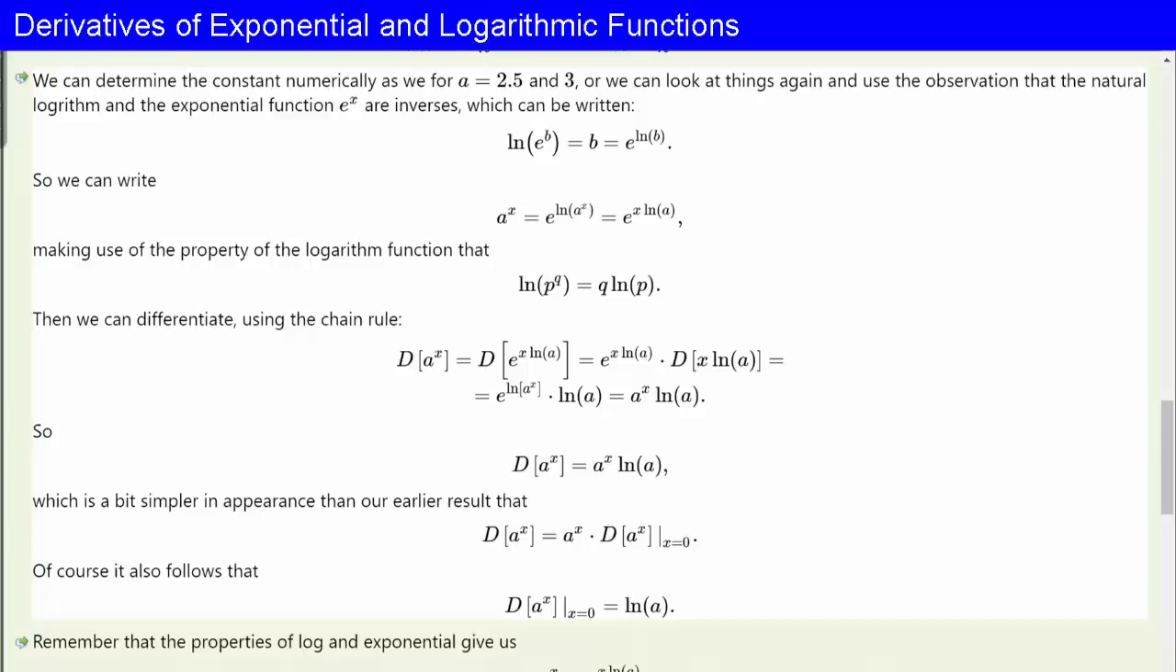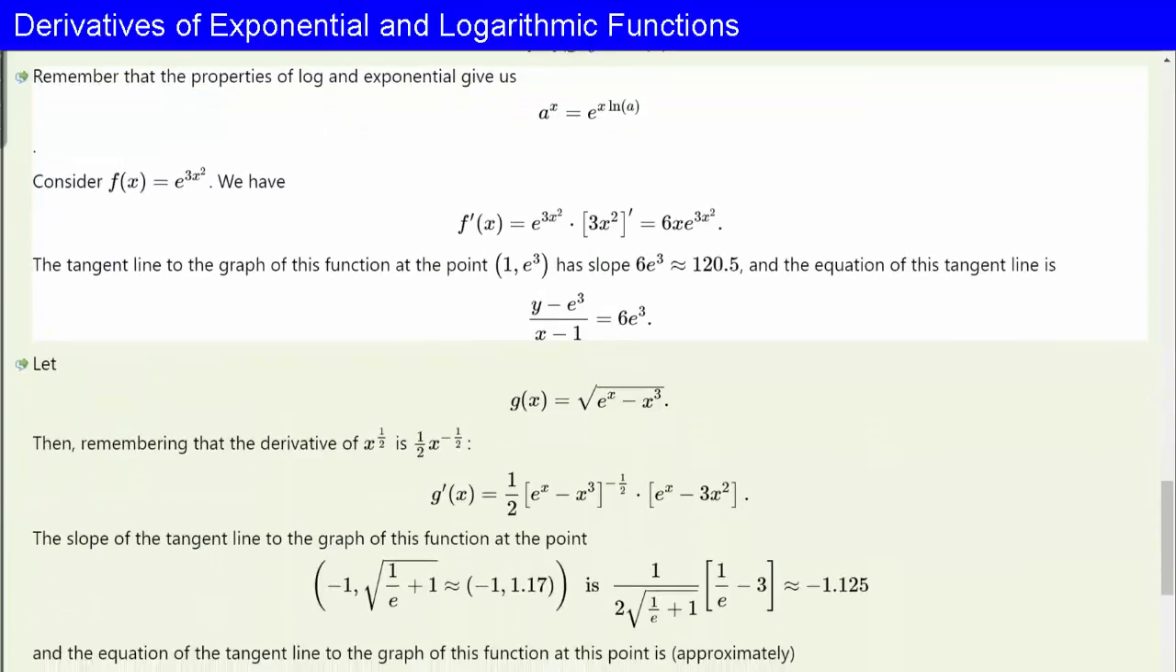Rather than memorize the formula for the derivative of a to the x, I would recommend that you just remember the properties of log and exponential, and that they give us a to the x equals e to the power x log a, and proceed from there. With the help of our rules for differentiation, especially the chain rule, we can now differentiate complicated functions involving powers, roots, and exponentials. As an example, consider f of x equals e to the power 3x squared.